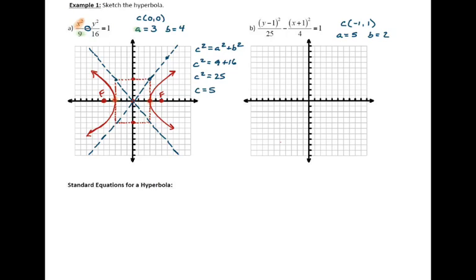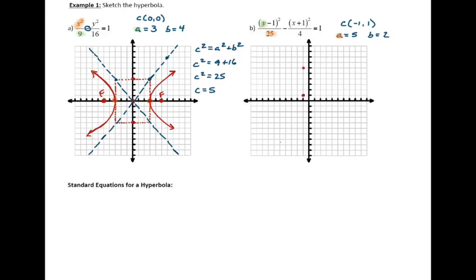It just happens to be the larger one. If you look back at the previous example, 16 was the larger denominator, but it wasn't where our a value came from. So in this case, because 25 is first, that's our a value, and then b would be the square root of 4, which is 2.